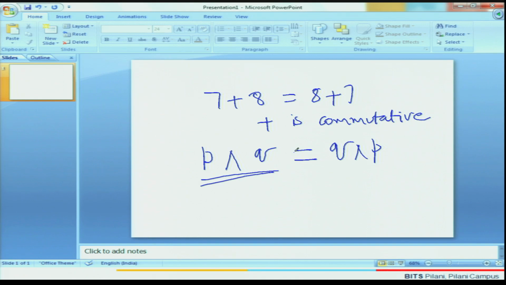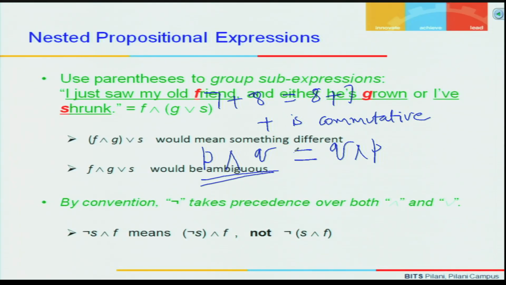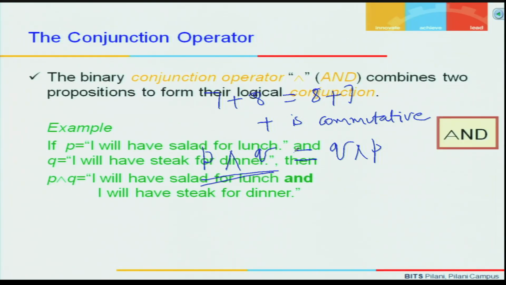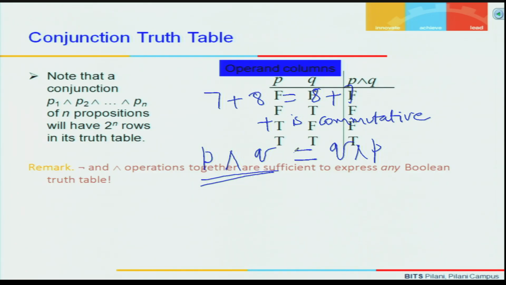We go to our example and see. When we have a statement like "I'll have salad for lunch" as one statement and "I'll have a steak for dinner" as another statement, then "I will have a salad for lunch and I'll have a steak for dinner" has the same meaning as "I will have a steak for dinner and I will have a salad for lunch". The meaning will not change. So P and Q and Q and P will always be the same. It doesn't matter what you put first and what you put second. Hence the AND operator is commutative.